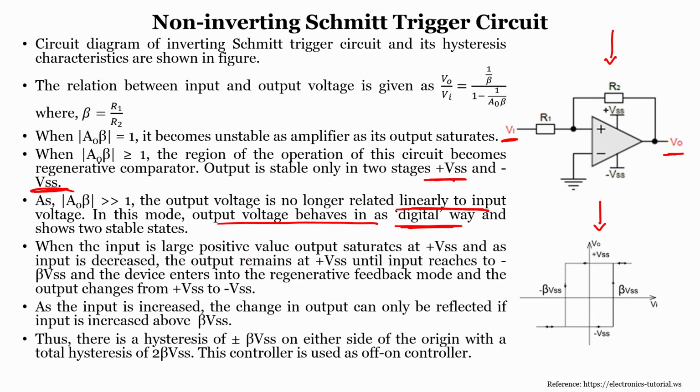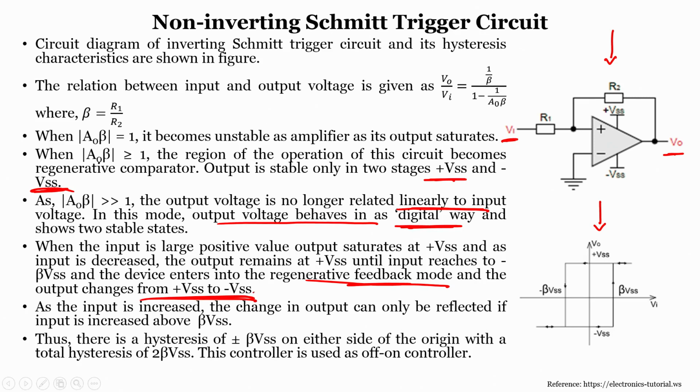So, when the input is large positive, output saturates to plus V S S. As the input is decreased, the output remains at plus V S S until input reaches beta V S S. The device enters into regenerative feedback mode and the output changes from plus V S S to minus V S S.